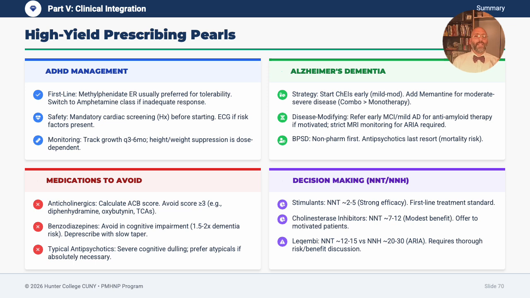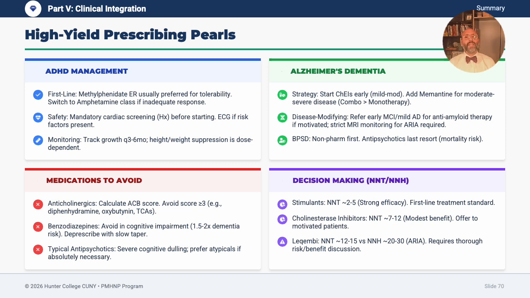Now, for the behavioral and psychological symptoms of dementia, non-pharmacologic strategy should always come first, with antipsychotics as the last resort due to the risk of mortality, that is death. And medications to avoid are consistent themes: anticholinergics, check the anticholinergic score, 3 or higher. You want to get that down. Benzodiazepines in cognitive impairment due to increased dementia risk, and the typical antipsychotics because of severe cognitive dulling. So avoid those and deprescribe and substitute.